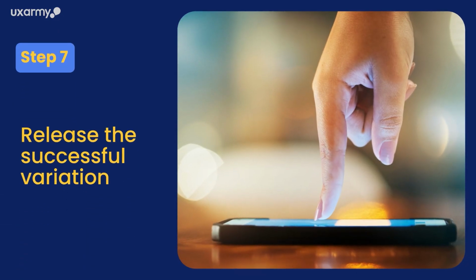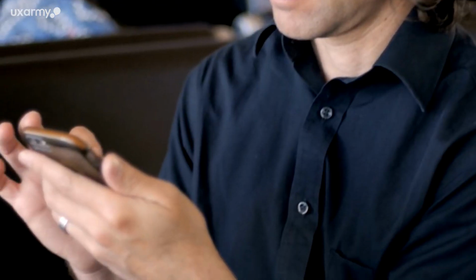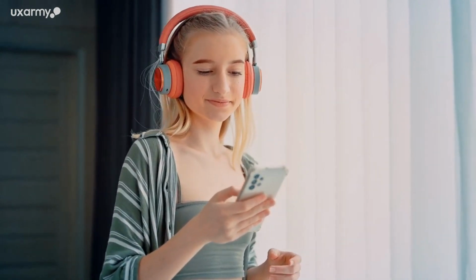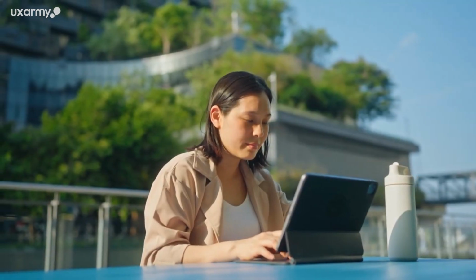And the final step, roll out the successful variation to all users. In our example is version B. However, don't stop there. A/B testing is an ongoing process. Continuously test new ideas to keep improving.